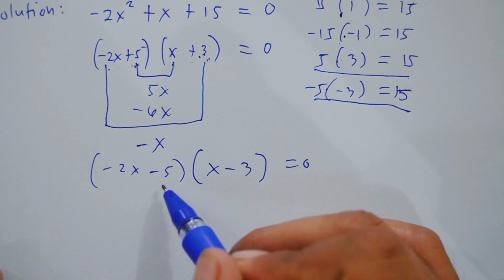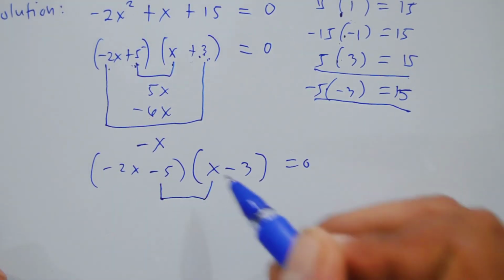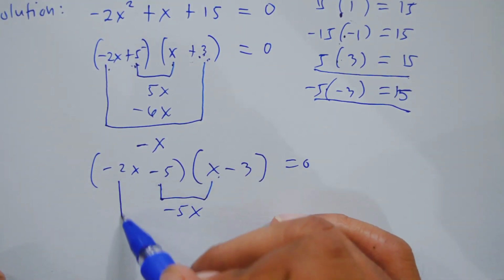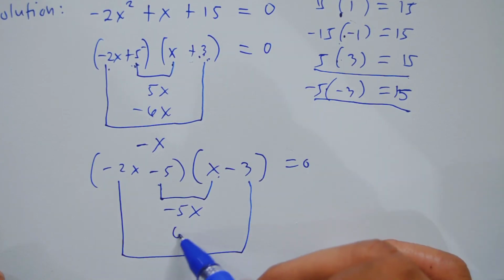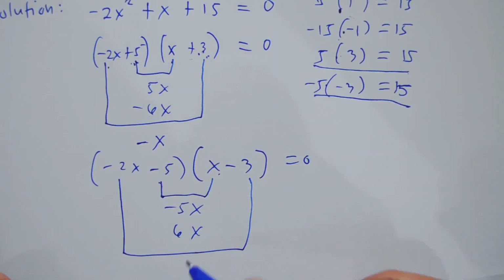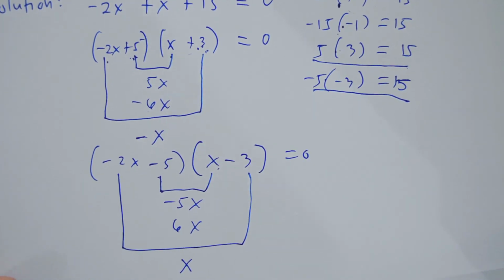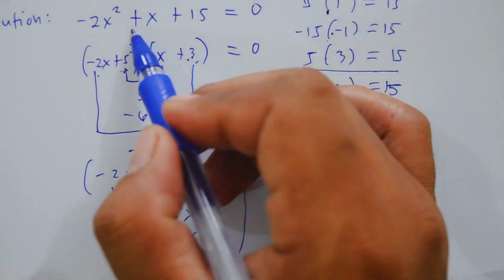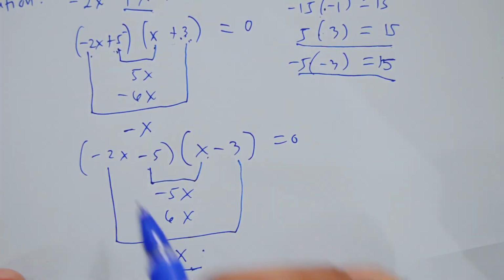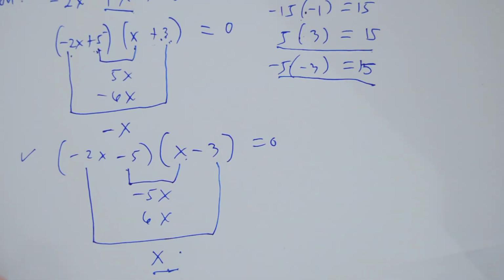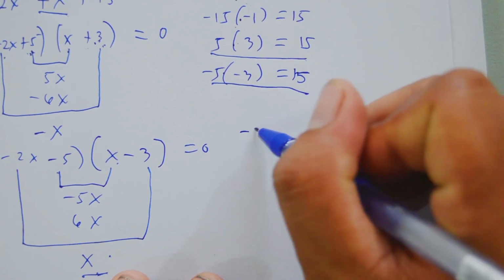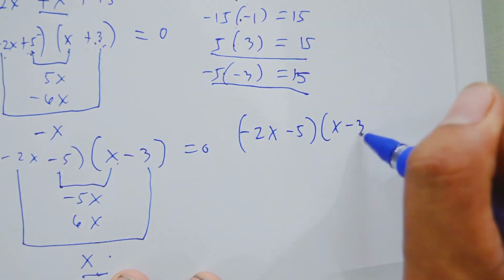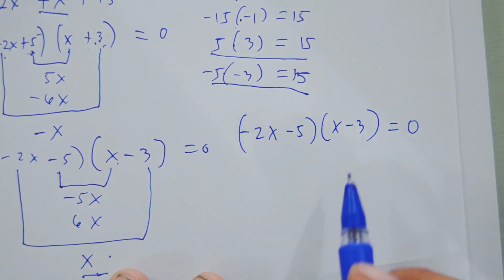Okay. Check the inner: negative 5 times x, negative 5x. Negative 2x times negative 3, 6x. Then get the sum. The result is x. So I think this is correct. So the middle term is x. Therefore the previous one is not the correct factor. So we have negative 2x minus 5 times x minus 3 equals 0. So this is the correct factor.